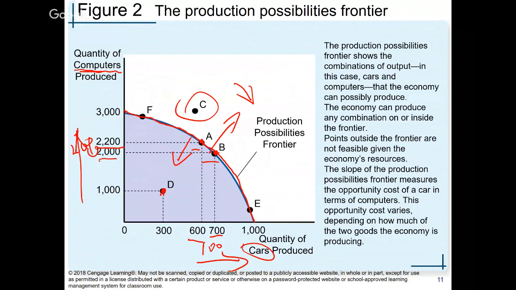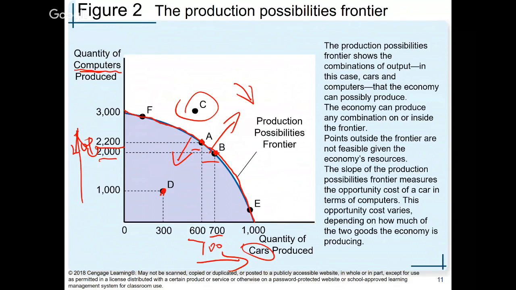Now, if you do it in reverse, from B to A, you have similar information. So from B to A, we gain 200 computers, but we lose 100 cars. So the opportunity cost of 200 computers is 100 cars. Okay, so again on this graph, between different points, you can see the trade-off and the opportunity cost between different levels of production.